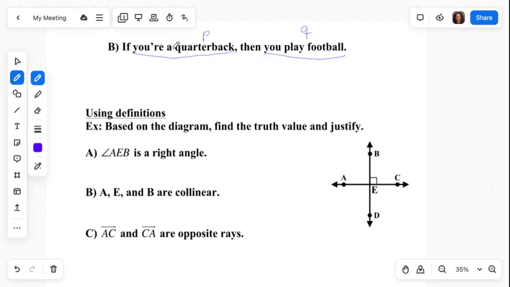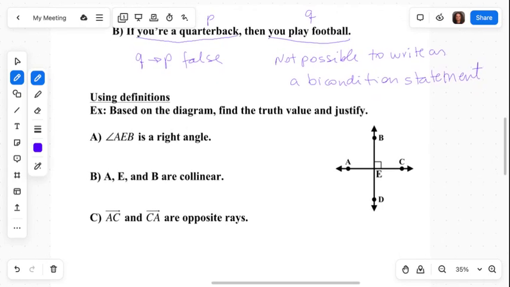So if you're a quarterback, then you play football, that's true. But if we go the other way around, if you play football, then you're a quarterback, well, that's not necessarily true, right? You can play football and not be a quarterback. So in this case, if Q then P is false. So that means it's not possible to write it as a biconditional statement.